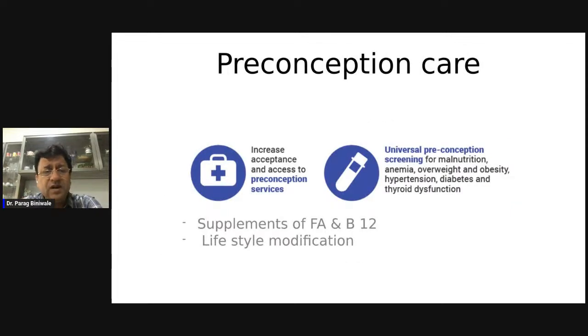So it is really very, very important to offer good preconception care, and this includes not only folic acid and B12, but lifestyle modification is extremely important because preconceptionally we should screen these women for obesity, diabetes, and other conditions like anemia, hypertension, etc. Control it and then ask the woman to become pregnant.